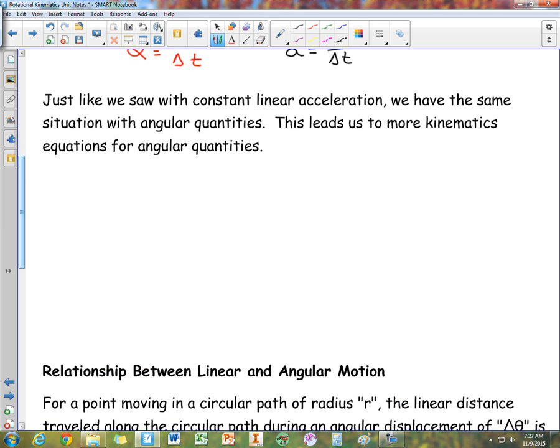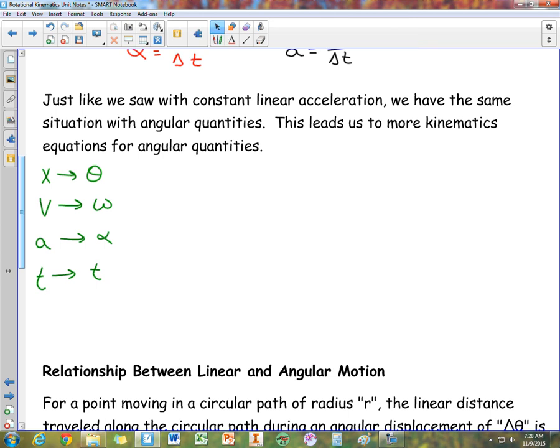Now, we can go ahead and start making those other equations. Just to show how this works, our x's are going to become thetas, the v's are going to become omegas, and the a's are going to become alphas. And the t for time, well, time doesn't change. Time's the same. So what we can start compiling then is a list.